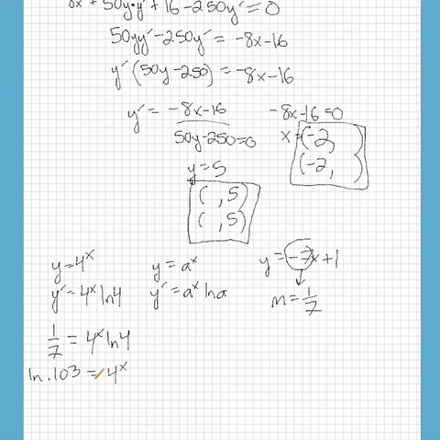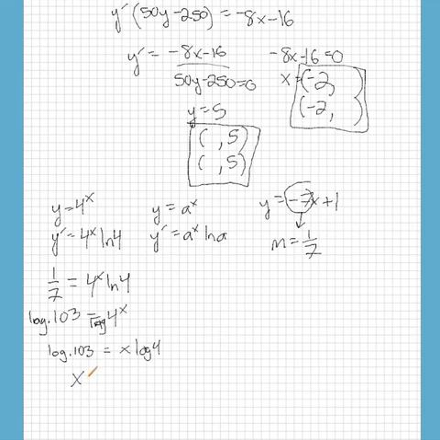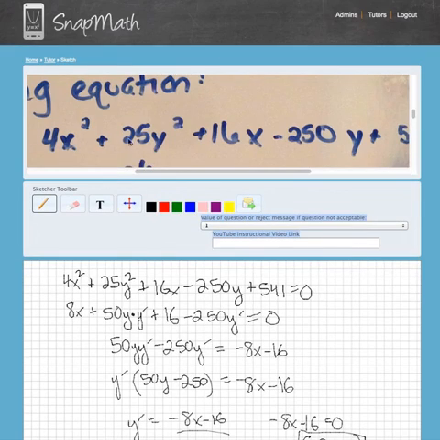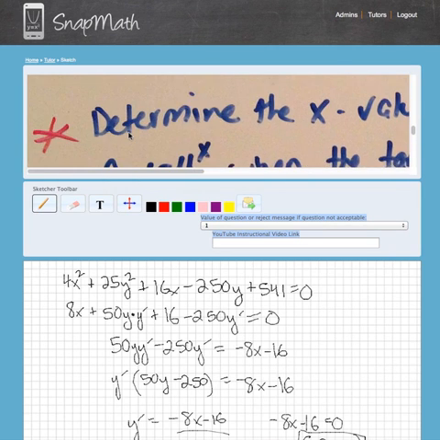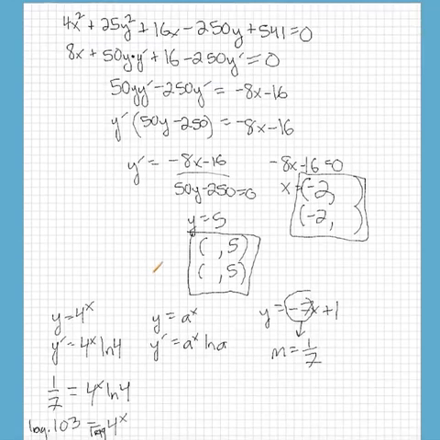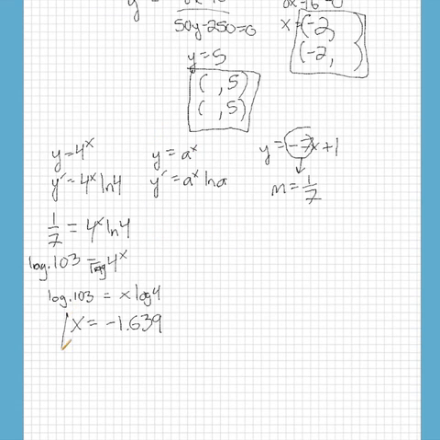I'll take the log of both sides, the normal log. So log of 0.103 equals x log of 4. Then we'll divide both sides by log 4, and I'll type that into the calculator: log of 0.103 divided by log 4. So you get negative 1.639. I believe that's what they were asking for: find the x value. So our answer is just negative 1.639.